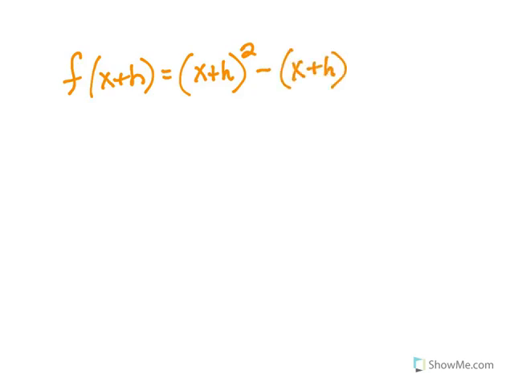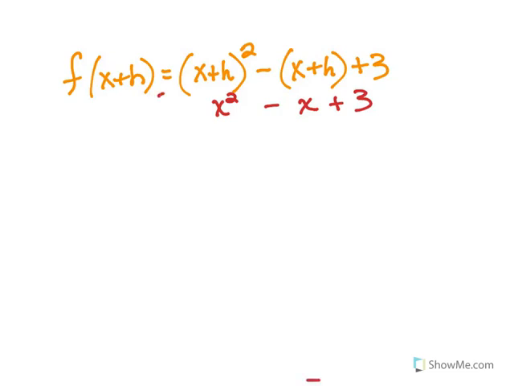So I'm going to need a new page. So f of x plus h is going to look like (x plus h) squared minus (x plus h) plus 3. And again, recall that it originally was x squared minus x plus 3. So you can see I just put in an x plus h everywhere there was supposed to be an x.